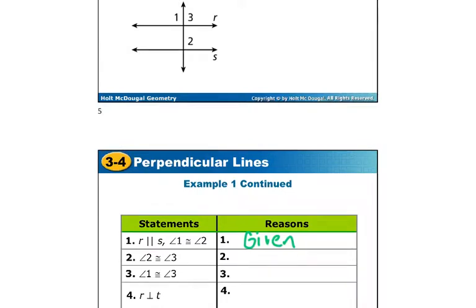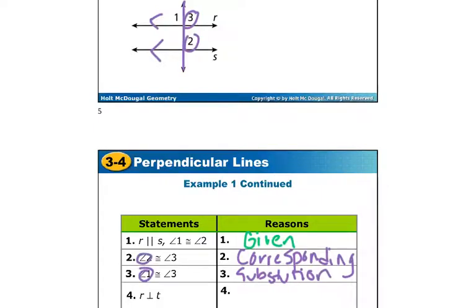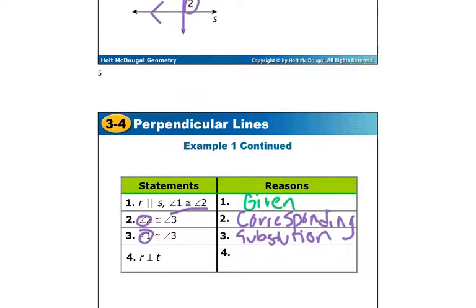They're also telling us there must be a reason that 2 and 3 are the same, and that's because R and S are parallel, and so this is the transversal, which means 3 and 2 are corresponding angles. All right, then we're going to do some substitution. Because instead of a 2, we're writing a 1, and that's because of this identity up here.